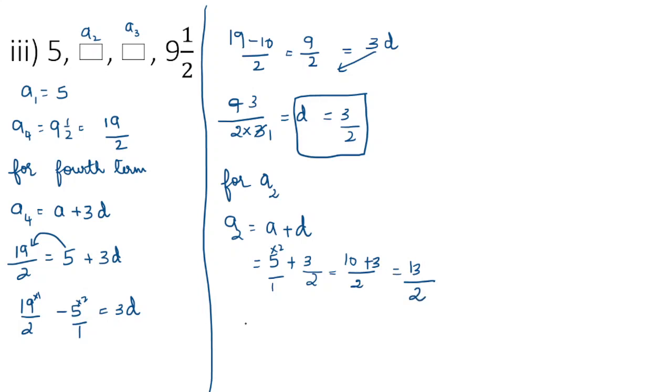And now we have to find out a3, isn't it? We can write it as a plus 2d. That is, a is how much? 5 plus 2 into 3 by 2. The 2 gets cancelled. 5 plus 3 is how much? The answer is 8. So the third term is 8. So this is about the third question. Next, about the fourth question.